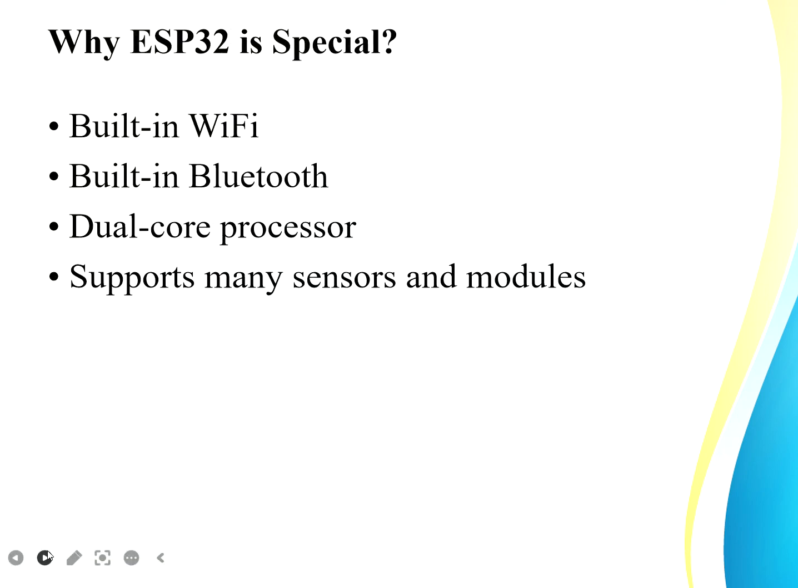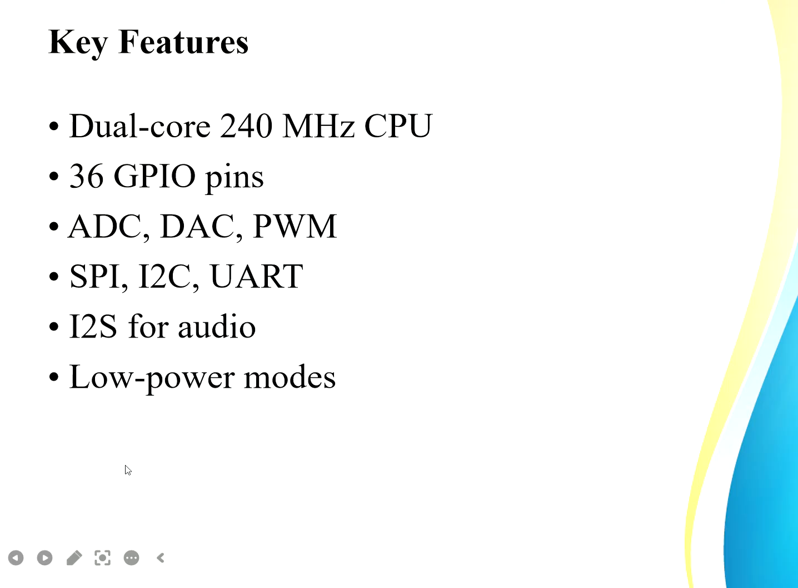Next, why do we use ESP32 specially? It has Wi-Fi and Bluetooth and a dual core processor. It supports many sensors and modules. Key features: a dual core 240 MHz CPU. It has 36 GPIO pins, analog to digital converter pins and digital to analog converter pins.